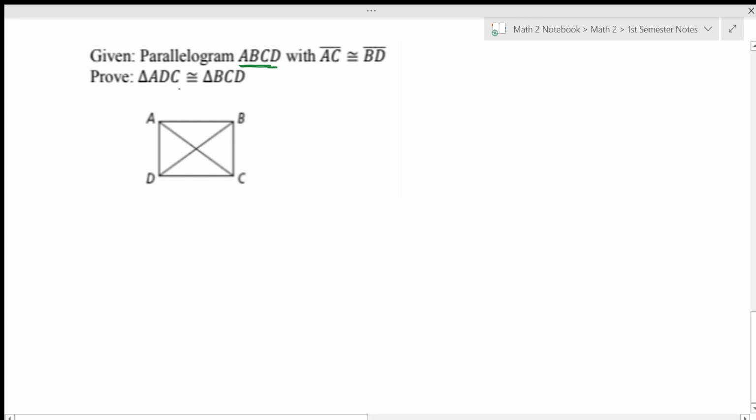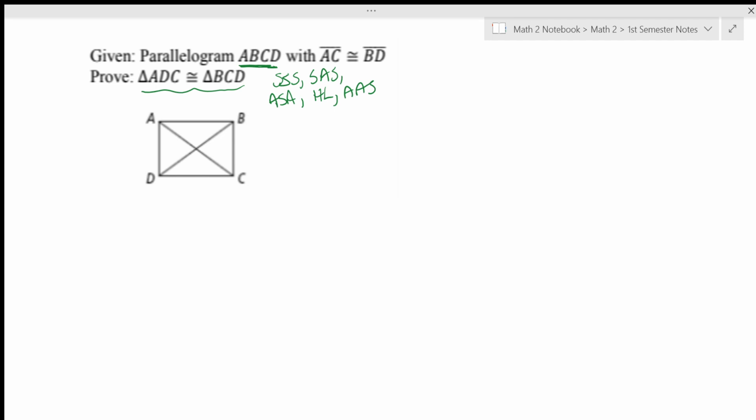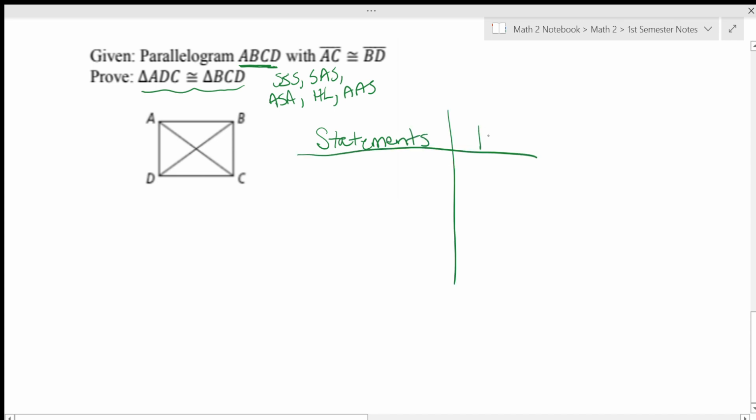So game planning here, we want to prove that triangles are congruent. That means that we are going to end with one of our 5 options, or angle, side. Okay, those are our options. We know we're going to end with one of those, which means that we need to prove three pieces of congruency, or 3 statements about our triangles. Okay, so let's get a statements list going here, and reasons.